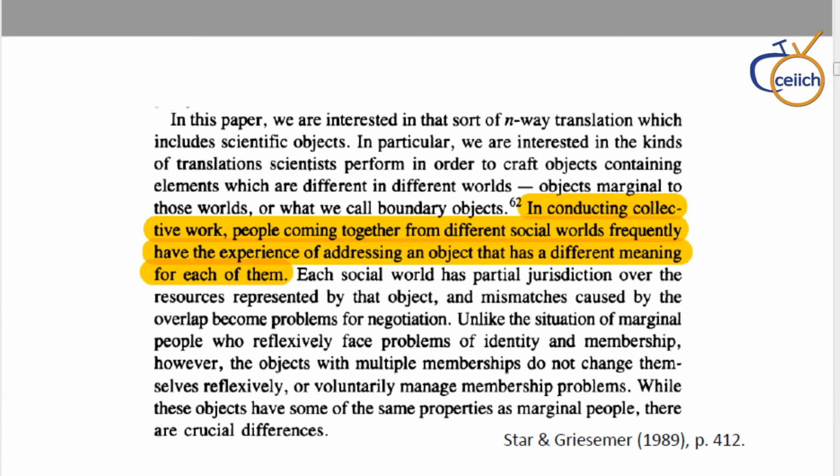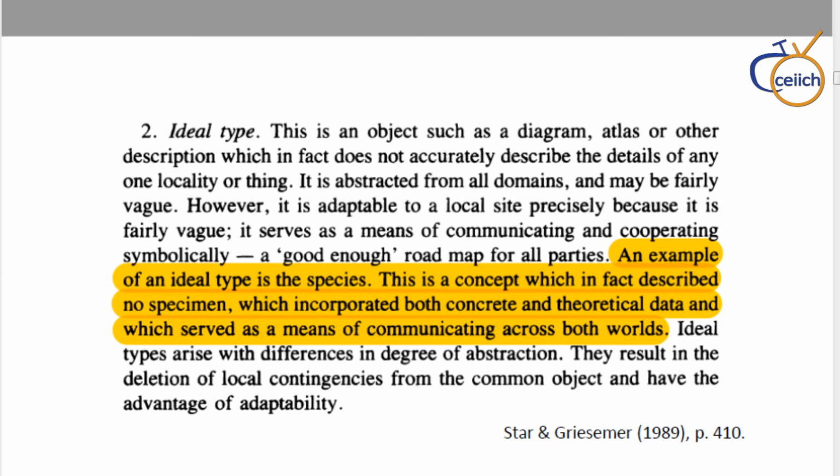So within that same paper, Star and Griesemer give several kinds of examples of boundary objects. And one of those kinds is something that they identify as the ideal type. One example that they give of the ideal type is the species. This is a concept which in fact describes no particular specimen. It incorporates both concrete and theoretical data and serves as a means of communicating across worlds, so the worlds of theory and the worlds of practice.